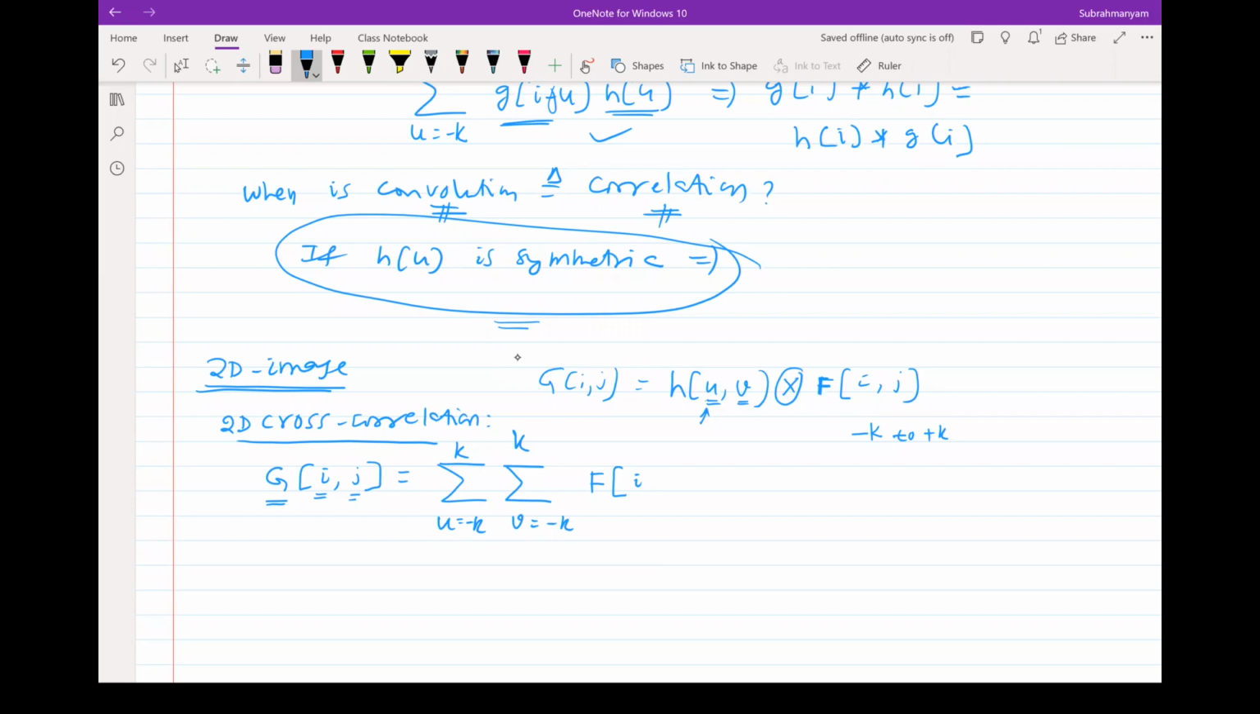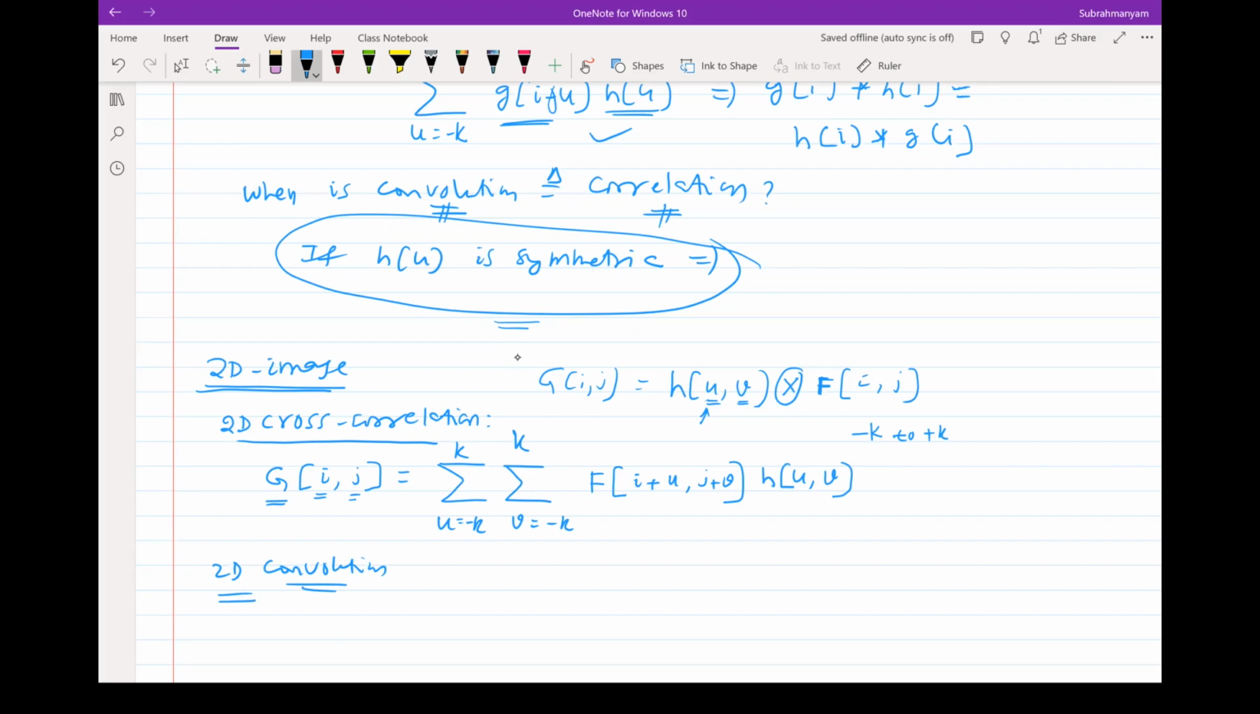Because this is where you want to get at values i comma j, you should vary and look at neighbors of i comma j within the range of u comma v. So j plus v. And then what? Last part will be h of u comma v. Very good. That is the 2D cross correlation of those two matrices.